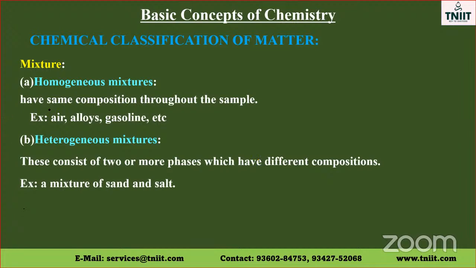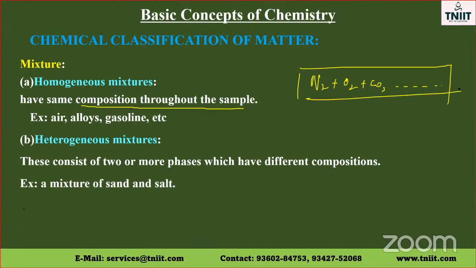Homogeneous mixtures have the same composition throughout the sample. For example, air. Air contains nitrogen, oxygen, carbon dioxide, and all the other gases, and throughout the sample, the composition remains the same. Likewise, alloys. Alloys are combinations of metals. It's also an example of a homogeneous mixture. Gasoline, petrol. Heterogeneous mixtures consist of two or more phases which have different composition.